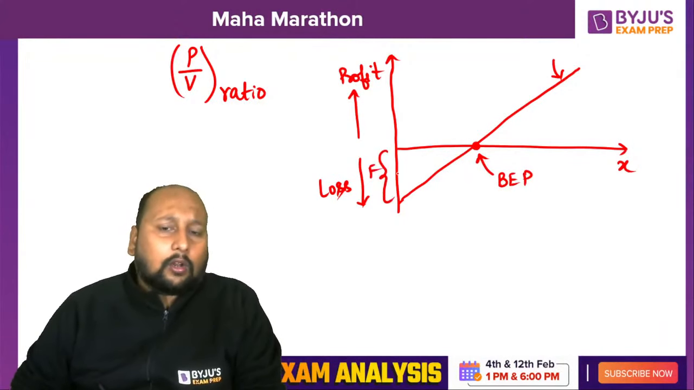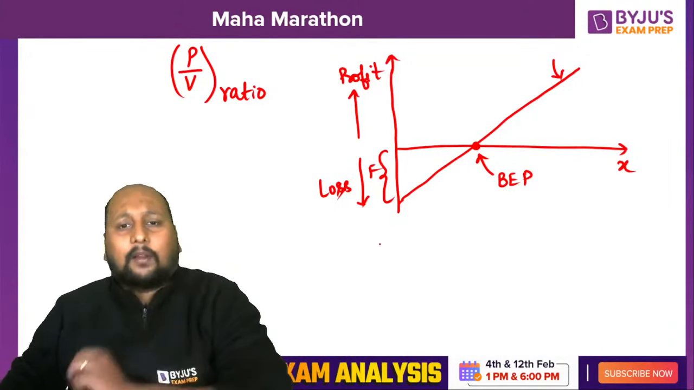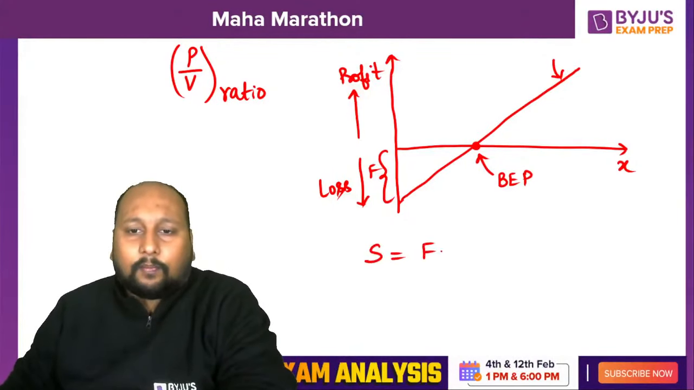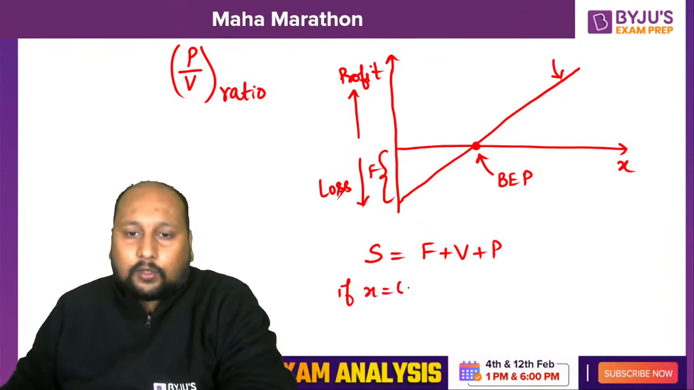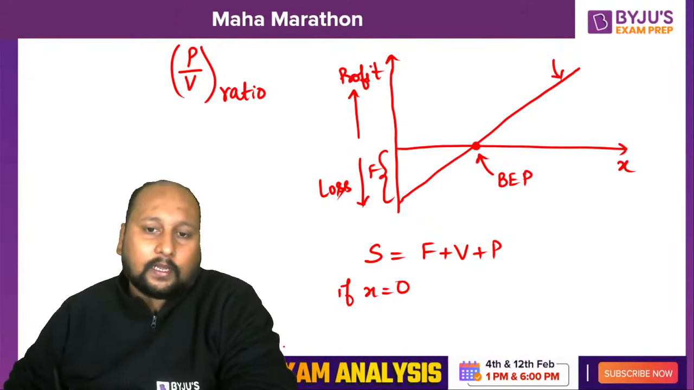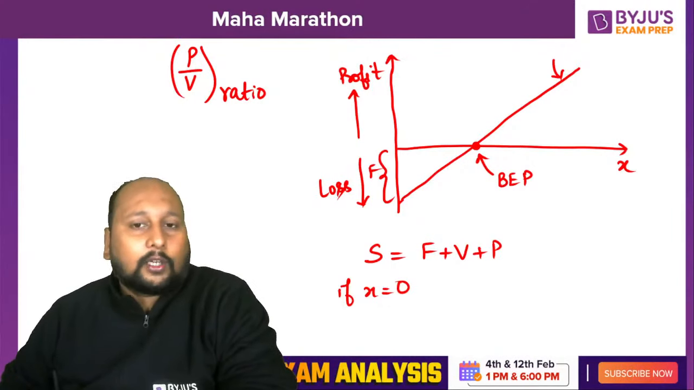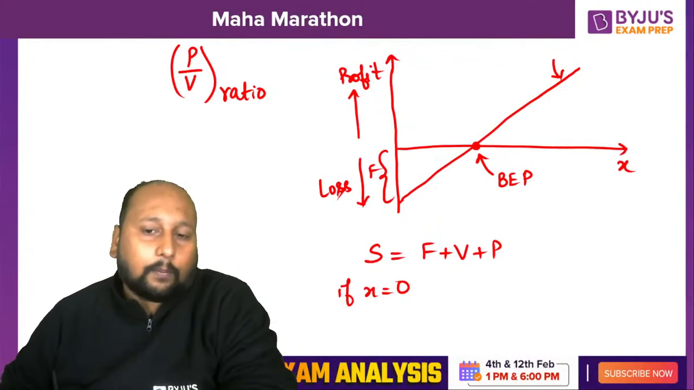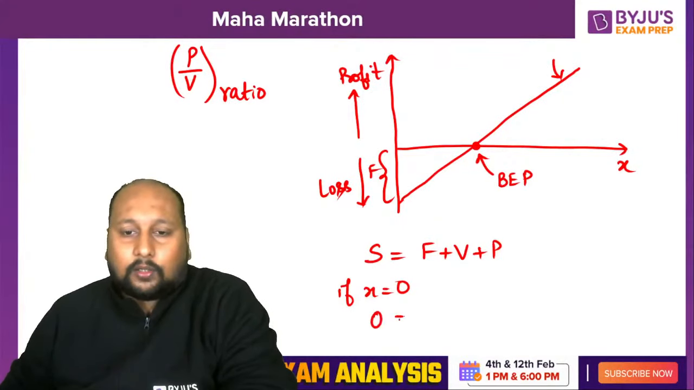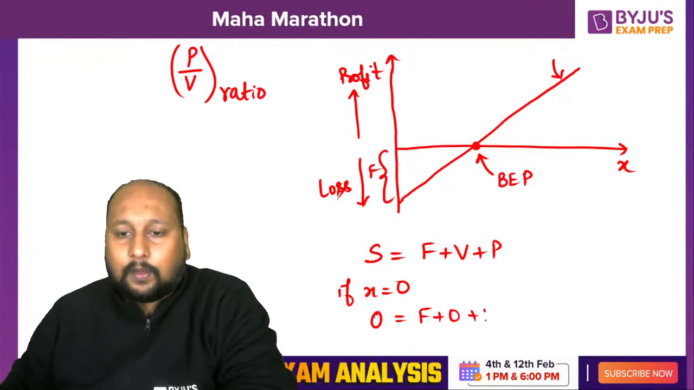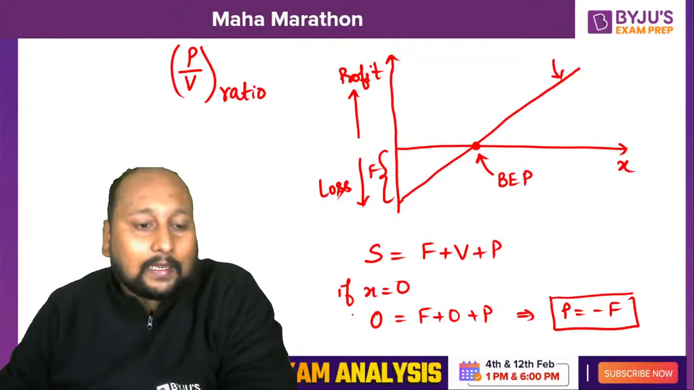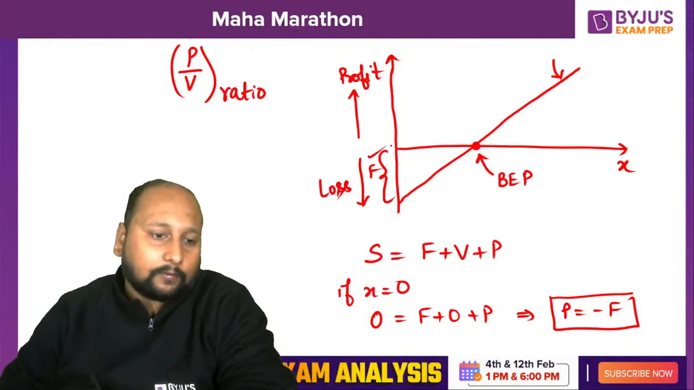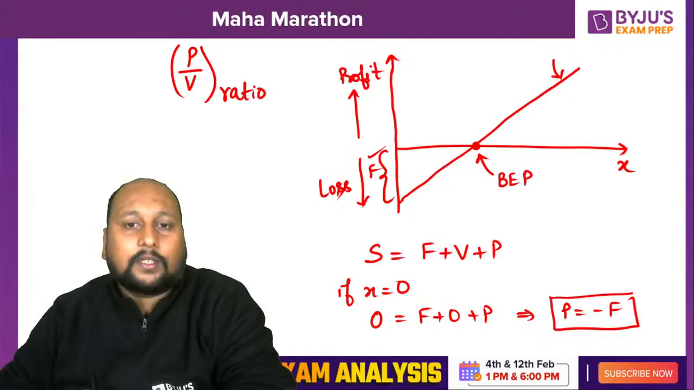How are we getting a loss value of F? By applying simple logic. S is equal to F plus V plus P. If X is equal to 0, what profit will you get? If the volume of production is 0, what will the profit be? This is F plus 0 plus P, or P is equal to minus F. That means I have a net loss of minus F, and we can see that in this graph.